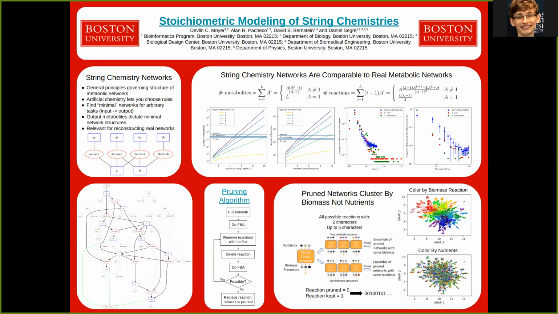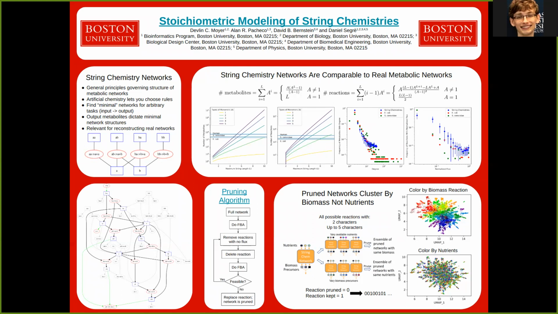And we use these string chemistry networks to designate some arbitrary input and output metabolites on the networks and try to identify the minimal network of reactions that you need to convert your arbitrary input chemicals to your arbitrary output chemicals. And we thought this might compare to an evolutionary scenario where you have an organism that has certain metabolites in its environment that it can use as food, and it has certain metabolites it needs to make for itself to produce more biomass to grow.